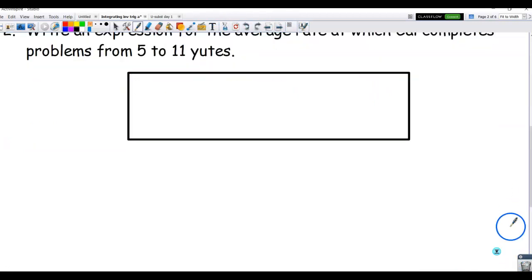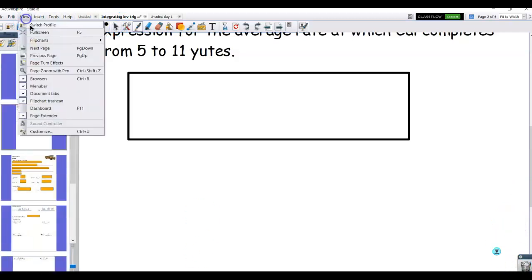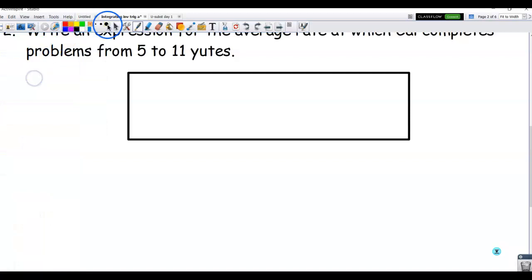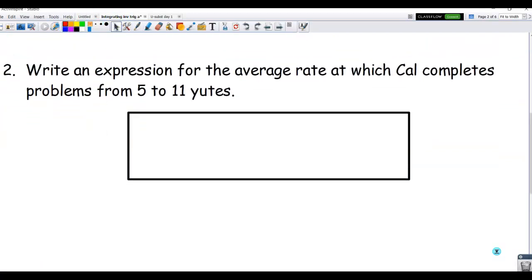In item number 2, give me a second here. Get rid of that. Pull this back. Okay, that's better. In number 2, we are writing an expression for the average rate. Now notice in number 1, it said the average rate of change. This doesn't say the average rate of change. It says the average rate.